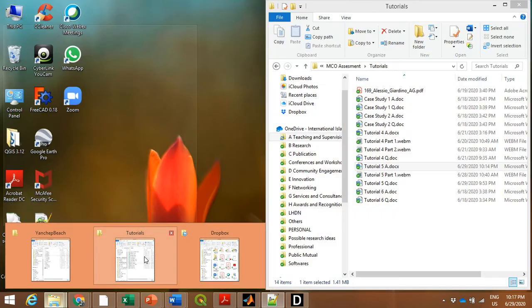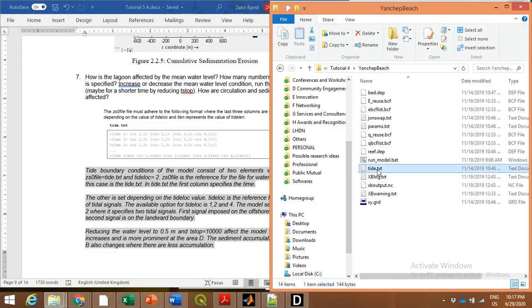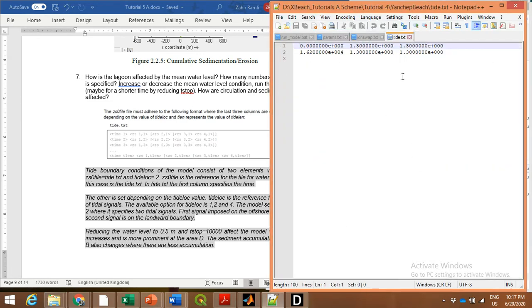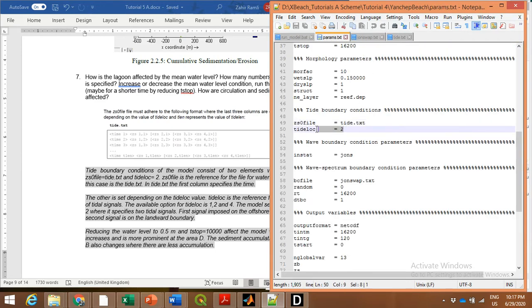So we opened the tide.txt. Okay, so the tide.txt has 3 columns. The first column is the time, and the second and the third depend on the value of the tide location. Looking at the tide location, we have 2.